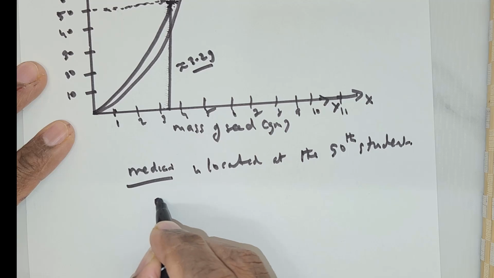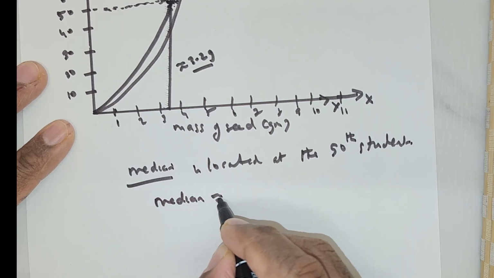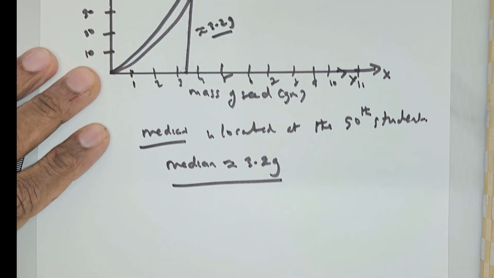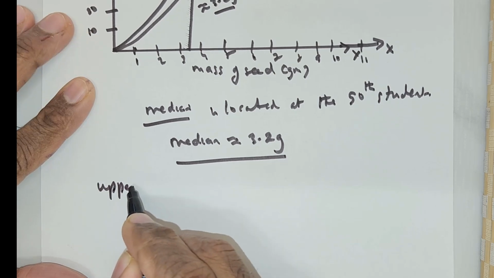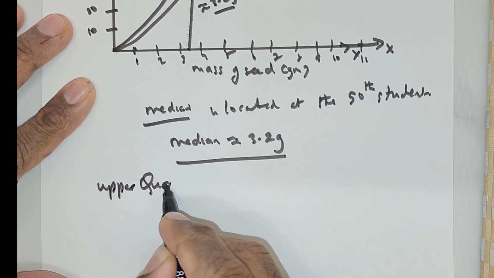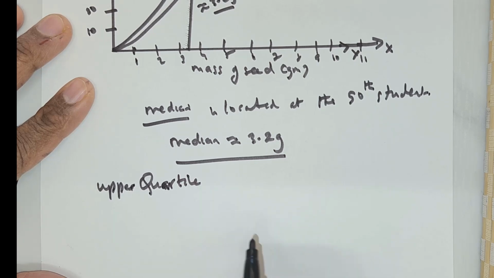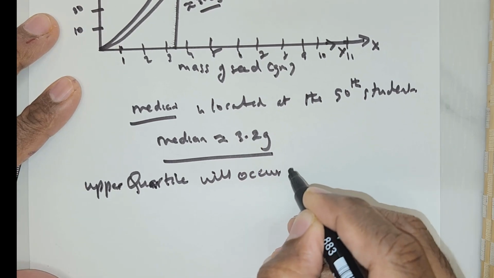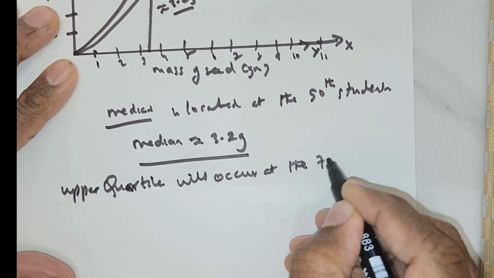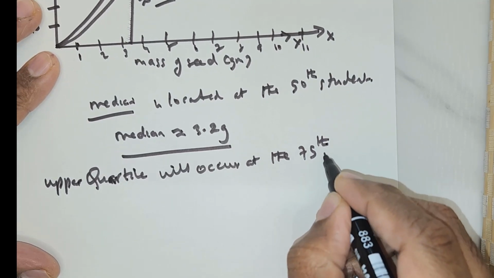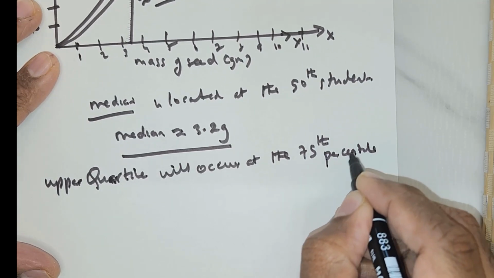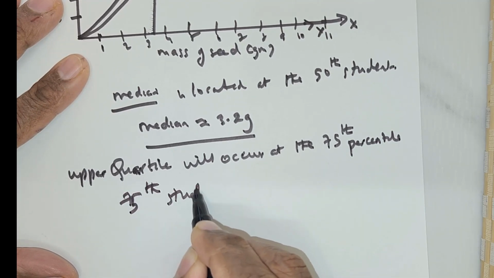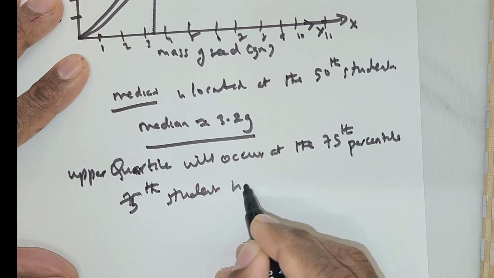So the median is approximately 3.2 g. So that's the answer to the first question. Next they want us to find the upper quartile. Now the upper quartile will occur at the 75th percentile. That means the 75th student has to be located.